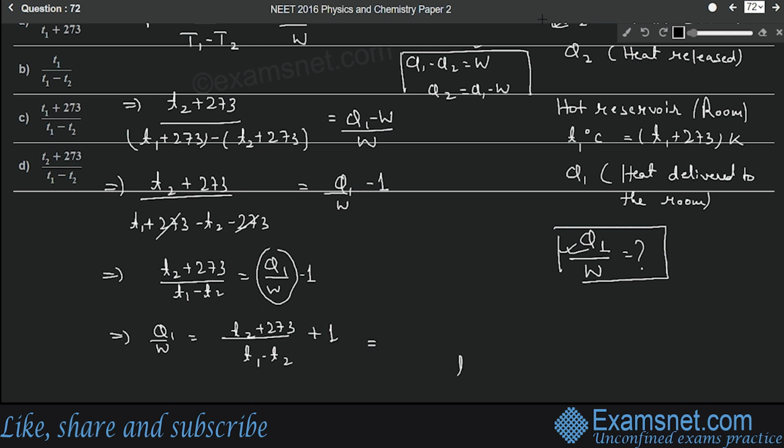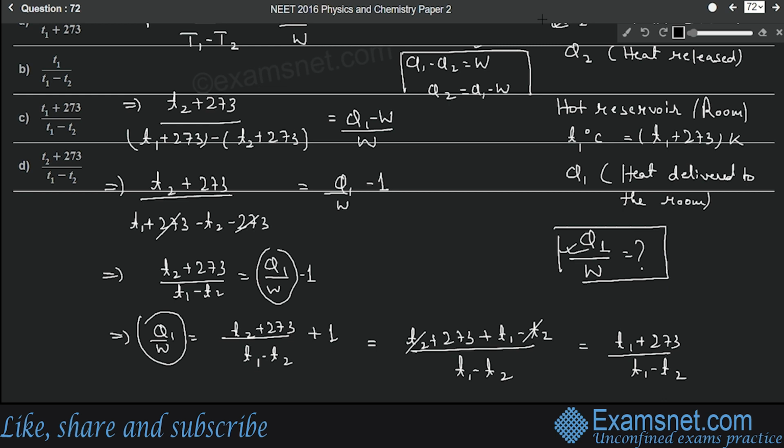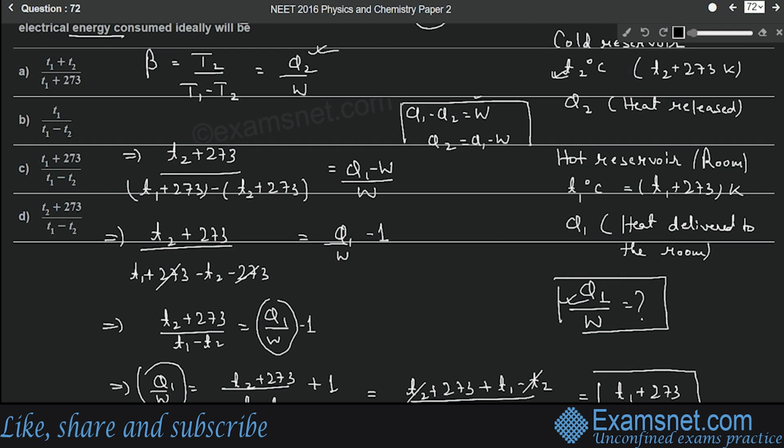So let's just solve it. T1 minus T2 will be the LCM, and this side we have T2 plus 273 plus T1 minus T2. Plus T2 and minus T2 will cancel, and what is left here? We have T1 plus 273 upon T1 minus T2. This is the value of Q1 by W, that is heat delivered to the room per unit work done or per unit energy consumed. So T1 plus 273 upon T1 minus T2. Let's see, option number C. This is the correct one: T1 plus 273 divided by T1 minus T2. So option C will be the correct answer.